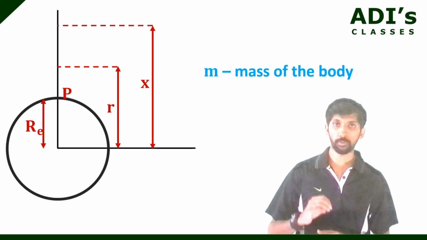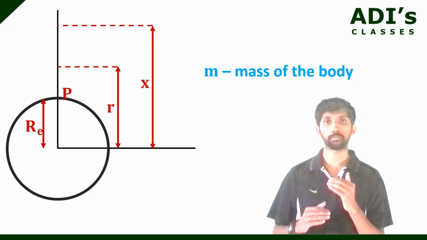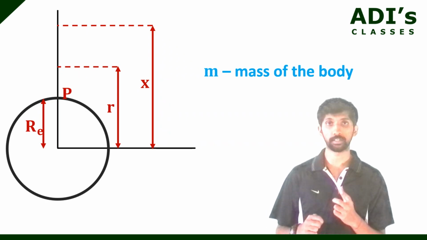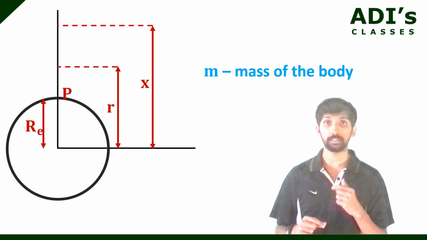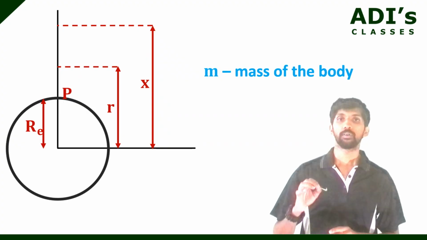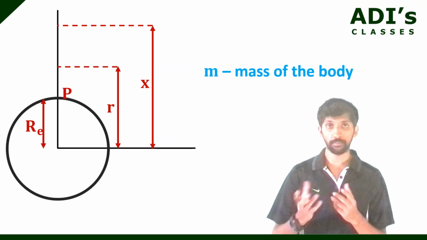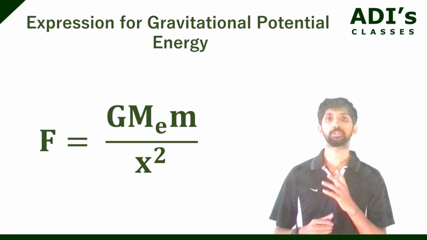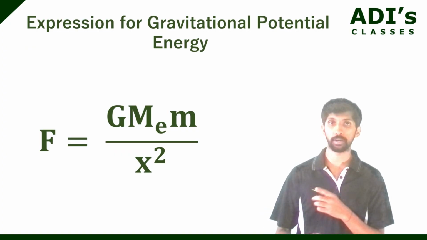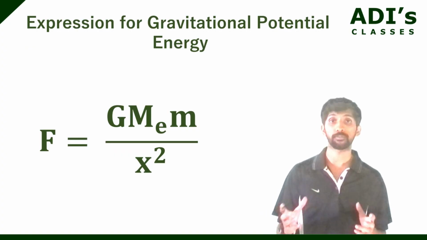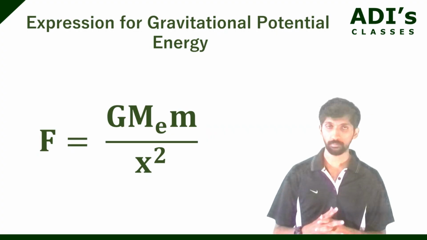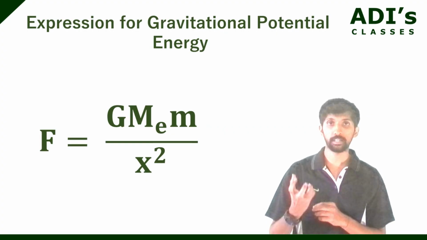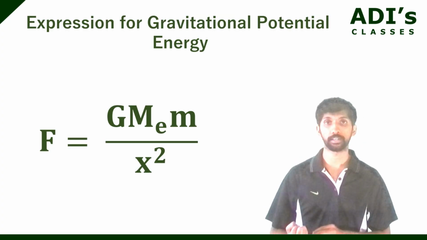Next, we are moving that object, correct? Let's say x is the distance from the center of the Earth. Now the force of attraction, the gravitational force, from Newton's law is F equals G Me m divided by x squared. This is the force of attraction, meaning that the body is always pulled towards Earth.